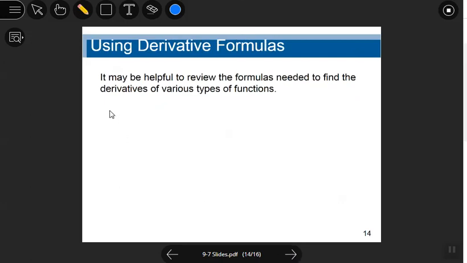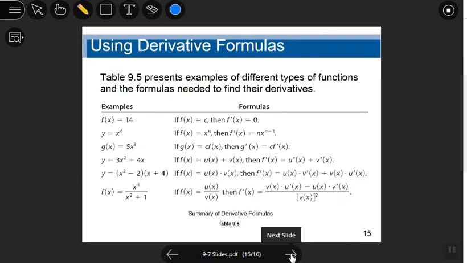So this is important. It may be helpful to review the formulas needed to find derivatives of previous types of functions. It means for each type of function you have to create the suitable formula by your own mind, by thinking. Now let's look at a few examples.